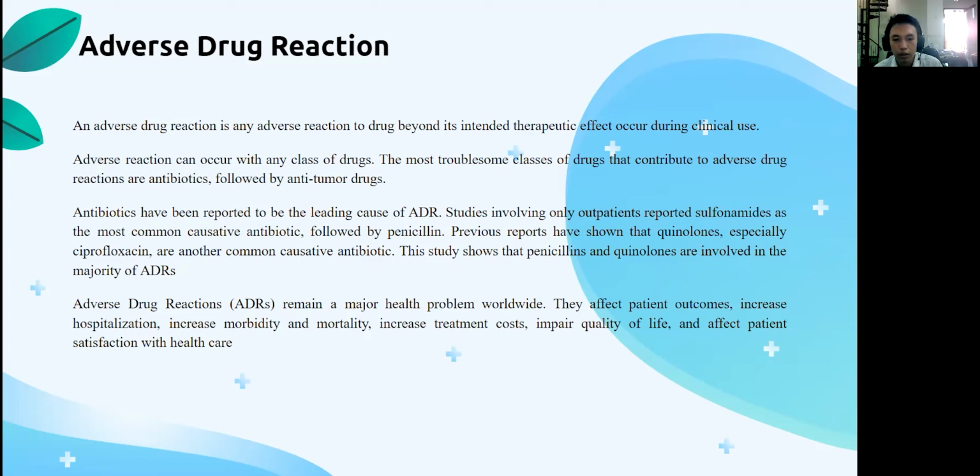Adverse drug reactions remain a major health problem worldwide. They affect patient outcomes, increase hospitalization, increase morbidity and mortality, increase treatment costs, impair quality of life, and affect patient satisfaction with healthcare.